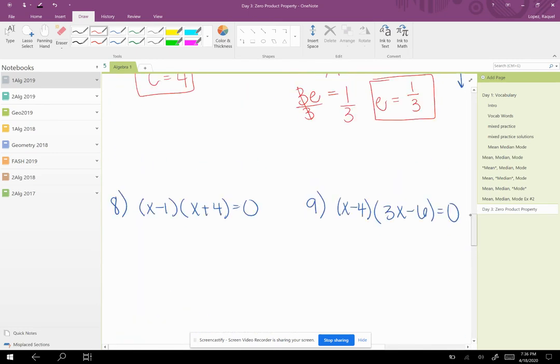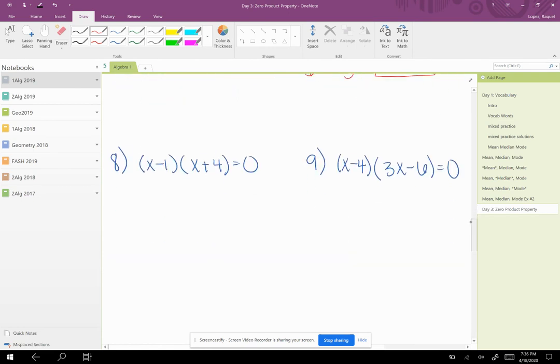So for numbers 8 and 9, I have x minus 1 times x plus 4 equals 0. Okay, so let's use the zero product property. The zero product property says that because I have this whole thing times this whole thing, and the answer is 0, then either this thing in yellow has to be 0, or this thing in green has to be 0.